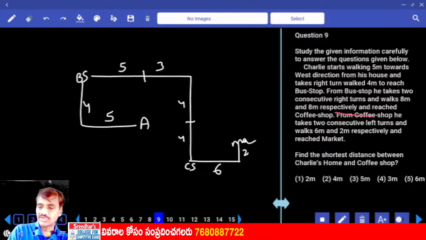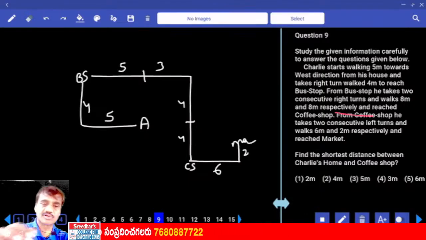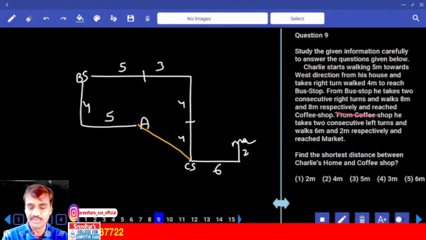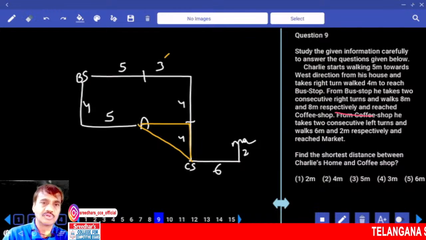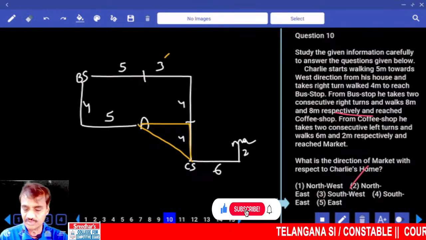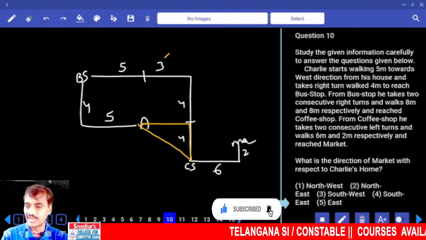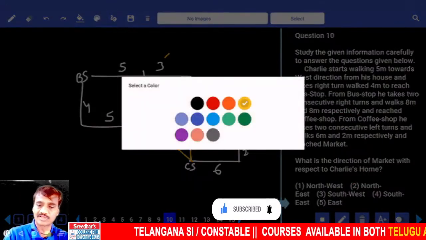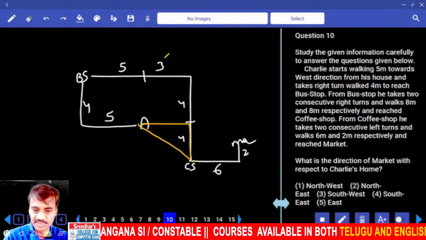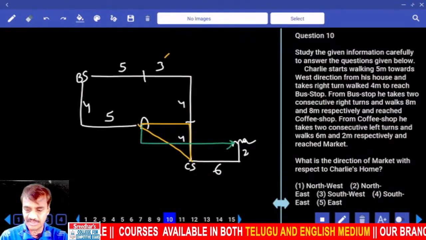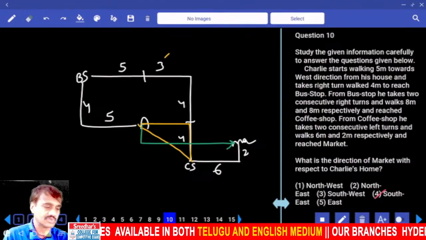Then find the shortest distance between home and the coffee shop. Now what is this distance here? This is 3, and this one is 4. 3 and 4 give 5, so choice 3 for the ninth one. Then the 10th one: the direction of the market with respect to home. In order to reach the market from home, first we move towards south, then towards east. So southeast is the choice for question number 10.